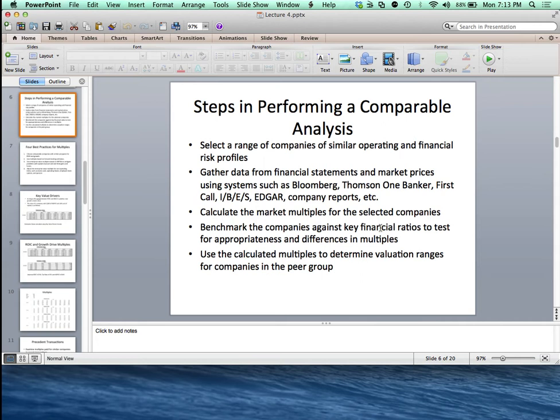Third, you have to calculate the market multiples for the companies and then get an average. That average gives you a benchmark. And then from there, we try to do some interpretation of this to figure out ranges of valuation.